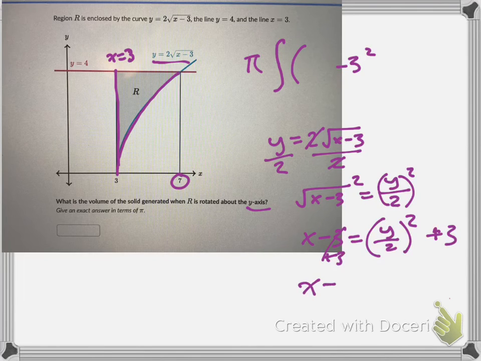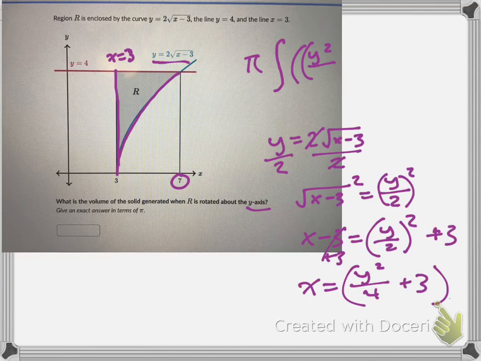And so the function I'm going to need to use, I could simplify, I guess, y squared over 4 plus 3. That's what's going to have to go in that first spot. So maybe I'll erase my minus 3 squared, and I'll just put y squared over 4 plus 3, all being squared, minus the 3 squared, and that's going to be dy. And we could see the interval here. Well, this is y equals 4, so I'm going to be going from 0 to 4 on this integral.